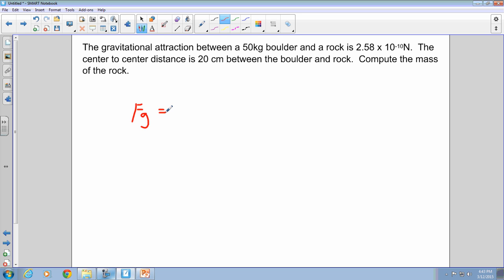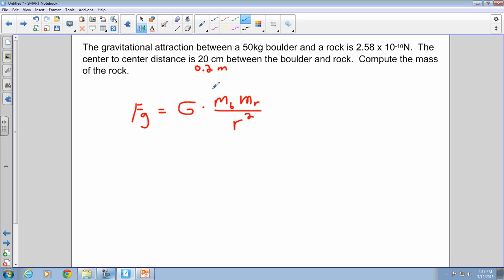So force of gravity is equal to your gravitational constant times the mass of object 1, which is our boulder, times the mass of object 2, which is our rock, and dividing by the radius squared, which is the center to center distance between the two, which we have is 20 centimeters. We're going to have to convert that to meters, which divide by 100 gives you 0.2 meters.